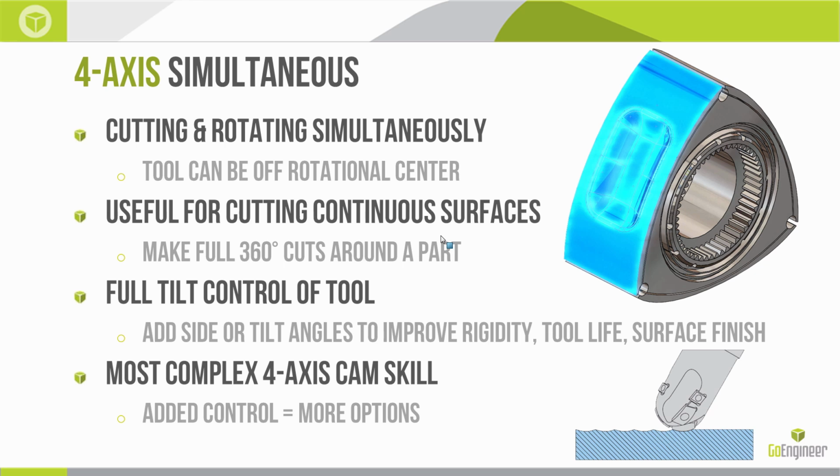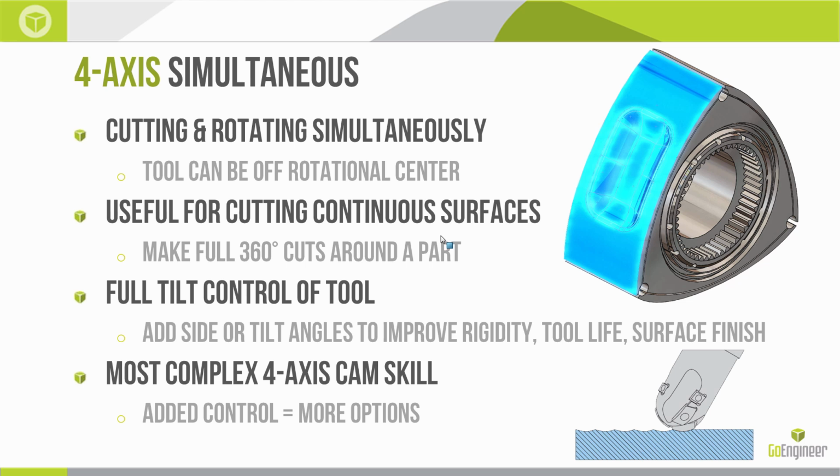So that brings us to 4-axis simultaneous. 4-axis simultaneous means we're going to be potentially cutting and rotating the part at the same time. And the tool doesn't have to be on center. It can be pointing off the rotational center. So 4-axis simultaneous, the way we're talking about it now, could actually cut those previous parts accurately. This is useful for cutting continuous surfaces, say all the way around a part. We're going to be looking at a prop here in a bit.